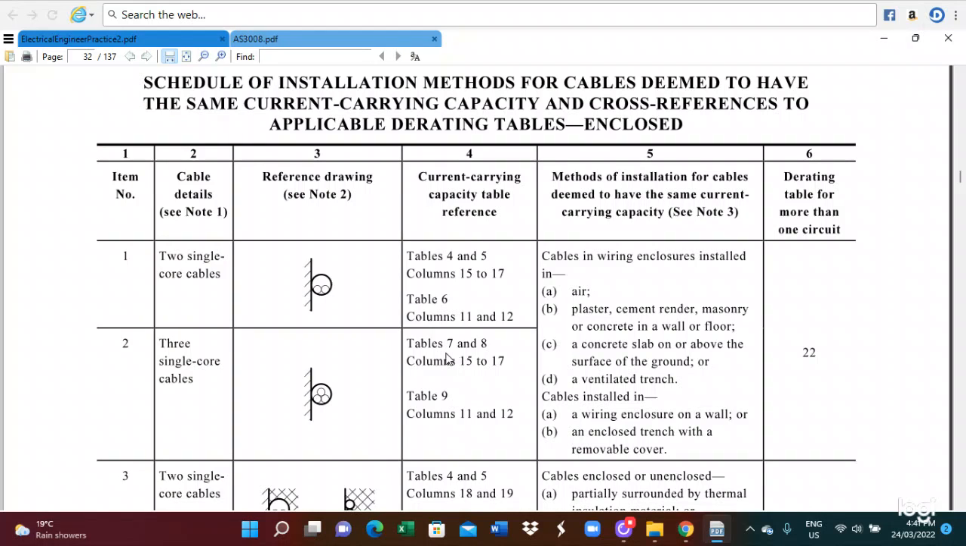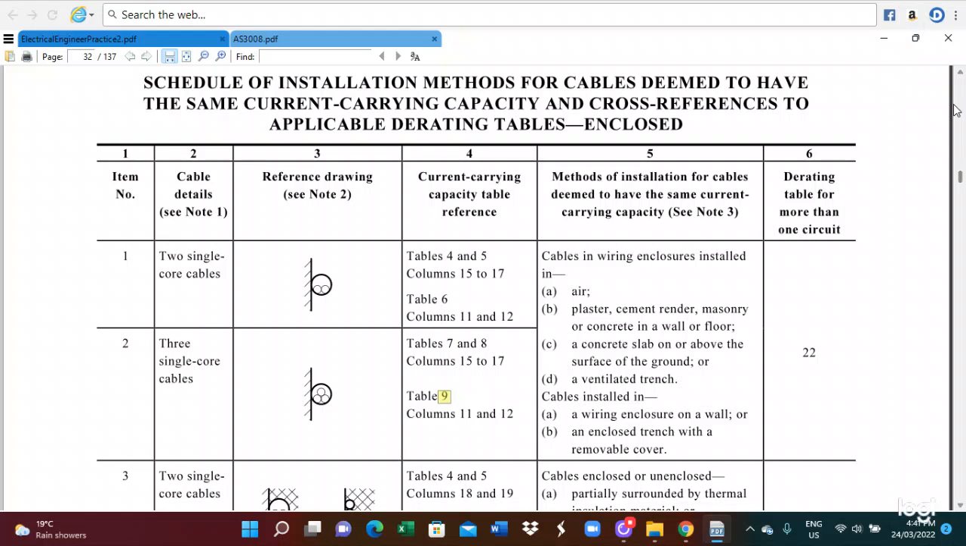Now, table number 7 you have to refer to, column 15 to 17. Table 7 is for the V75, table 8 for the V90, and table 9 for V100, V110. This problem is given as 75 degrees centigrade, or V75, so we follow table 7, column 15 to 17.